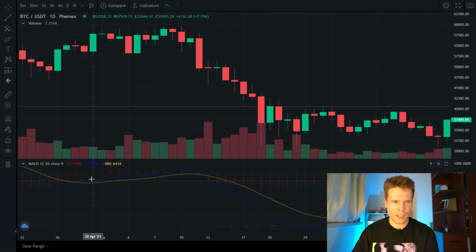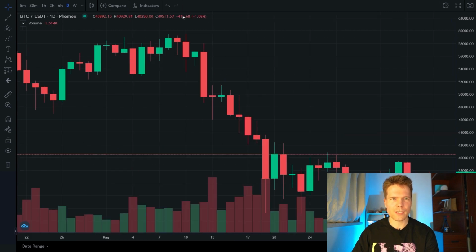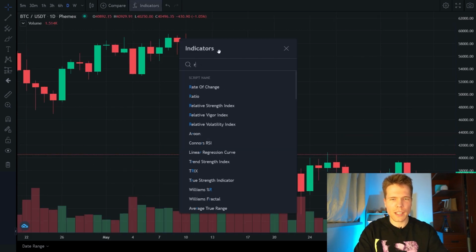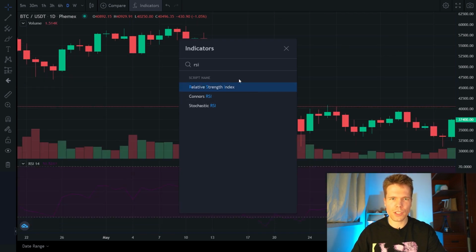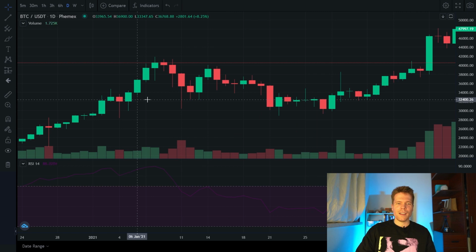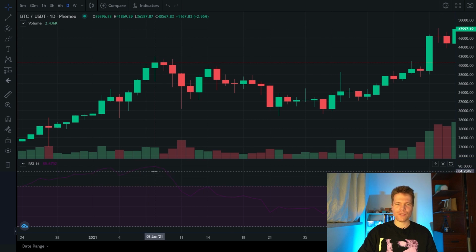Now let's turn off the MACD for now and pull up the RSI. Relative Strength Index. Yes, thank you. All right, let's go back to the beginning of the year and try to use RSI as buy and sell signals. Selling when it's above 70, buying when it's below 30. So at the very beginning, it's above 70. So you think, let's sell.